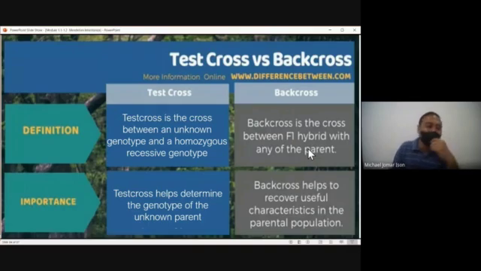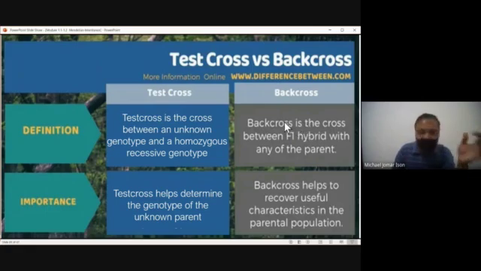Okay, so the last thing we need to talk about is what is a test cross and a back cross. Well, a test cross is simply, if you read this word, the cross between an unknown genotype and a homozygous recessive genotype. So you're going to cross the homozygous recessive with the unknown type, and this actually helps to determine the genotype of the unknown parent.